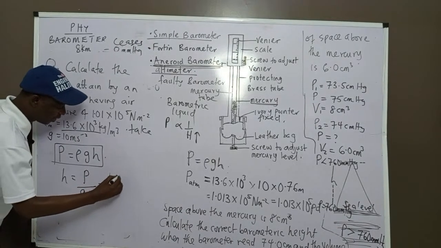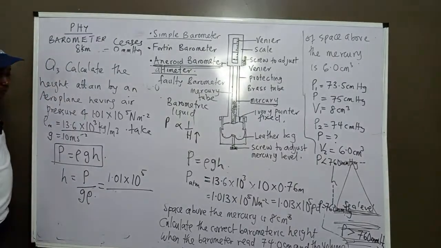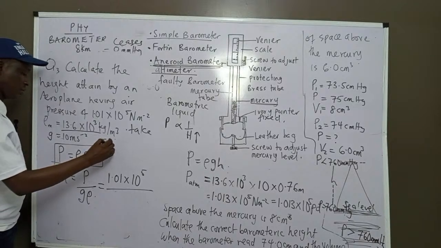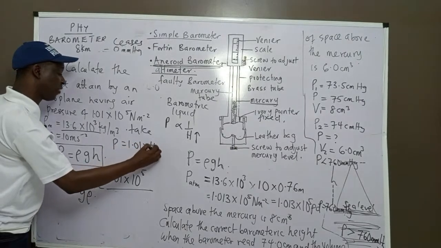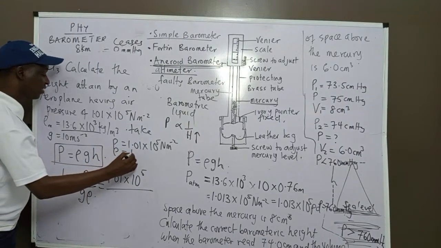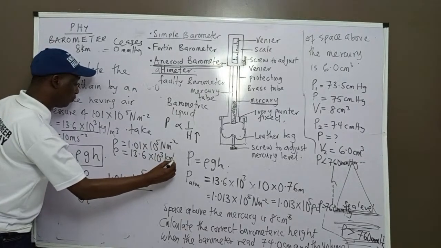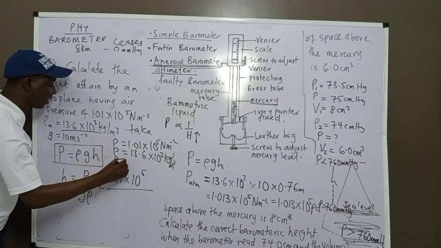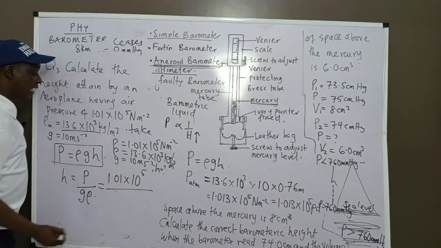So this is 1.01 times 10 to the power 5 divided by what? Don't forget what we are given. Pressure is given as 1.01 times 10 to the power 5 Newton per meter square. We are given density as 13.6 times 10 to the power 3 kilogram per meter cube. We are given gravity as 10 meter per second square. So we are looking for h, the unknown.